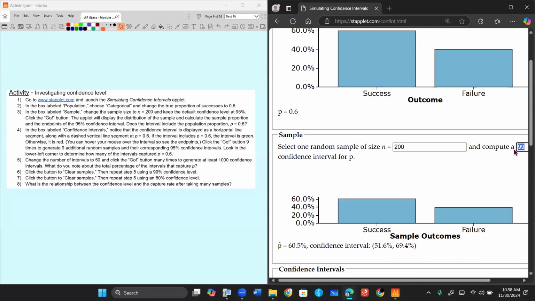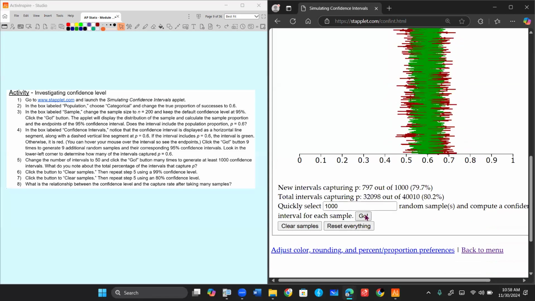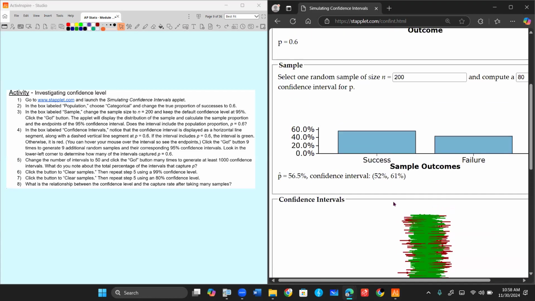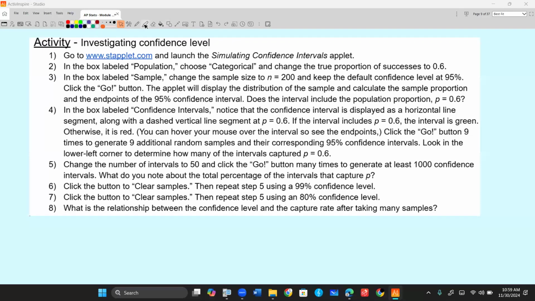Now, what happens when I go low? I make it 80%. Look, there's a lot more red here. So, in fact, about 80% of those intervals are captured using this process. So the confidence level has a direct relationship with what percent of the intervals capture the true proportion. So take a look at that last question here. What is the relationship between the confidence level and the capture rate? Well, if you hadn't noticed, the confidence level is equal to the capture rate. So the percent of intervals that are going to be captured is really just whatever you set it to be.